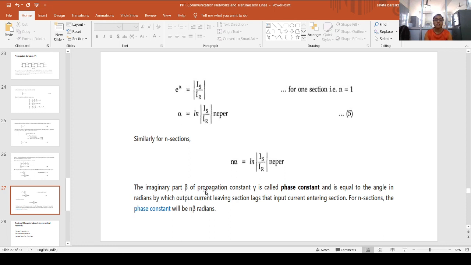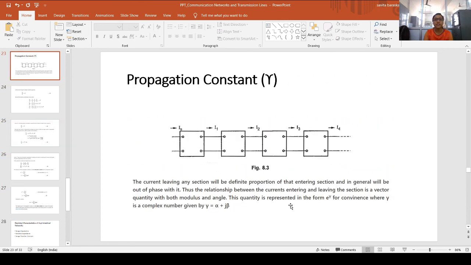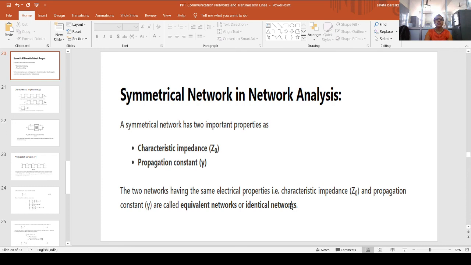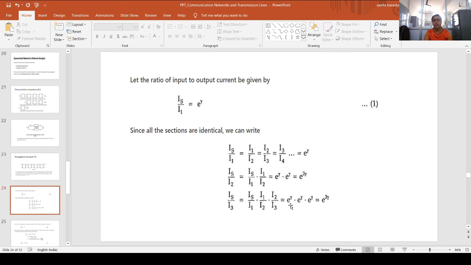Here the imaginary part beta of the propagation constant gamma is called the phase constant and is equal to the angle in radians by which the output current leaving the section lags the input current entering that section. For n sections, the phase constant will be n beta radians. So this is all I have covered on the electrical characteristics of the symmetrical network, which are the characteristic impedance and the propagation constant.